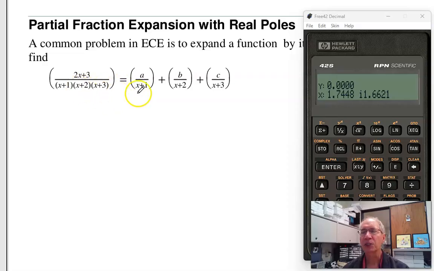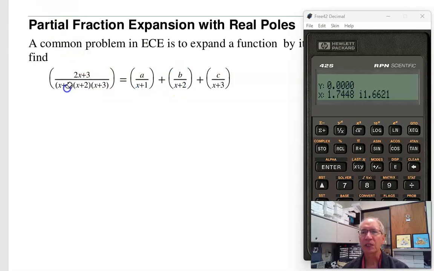As x goes to -1, this blows up to infinity. As x goes to -1, this blows up. This is a constant, that's a constant. Constant relative to infinity doesn't matter. So as x goes to -1, these have to match. Canceling out these terms, as x goes to -1, A must be this one. That's called the cover-up method.